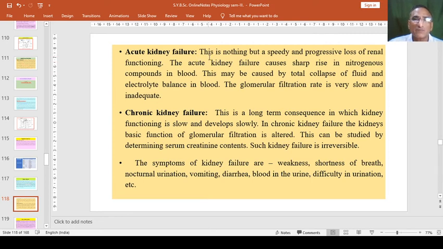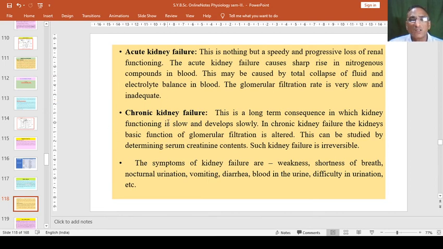Acute kidney failure is nothing but a speedy and progressive loss of renal functioning. It causes a sharp rise in nitrogenous compounds in the blood, and this may be caused by a total collapse of fluid and electrolyte balance in the blood, whereas the glomerular filtration rate is very slow and inadequate, meaning not working normally.